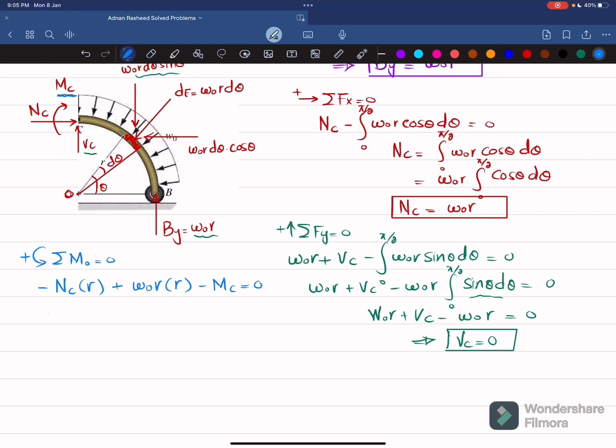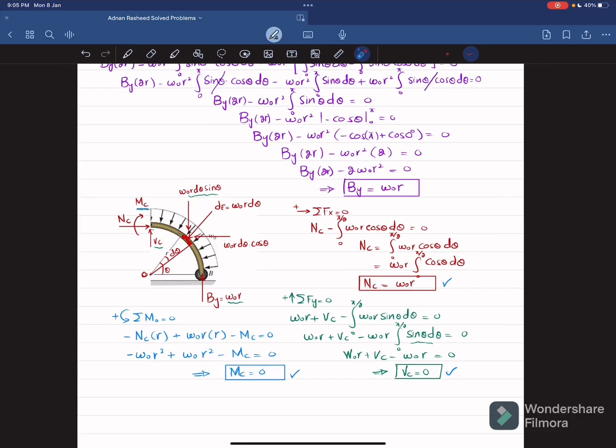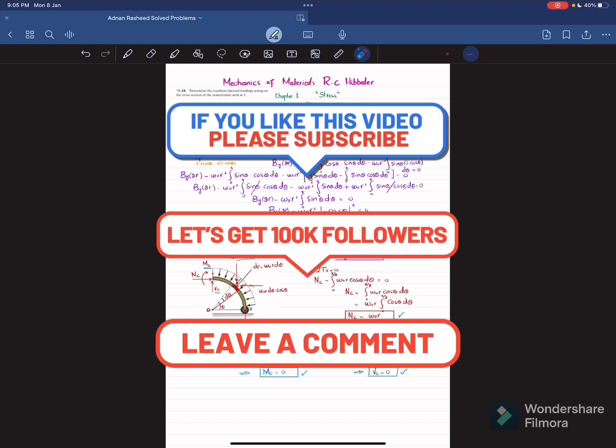So NC is w naught into R, so it will be minus w naught R square, plus w naught R square, minus MC is equal to 0. It means that the moment at point C will also be equal to 0. So you can see we have found the internal loadings NC, VC, and MC at point C. Clear? And that was all about this slightly complex problem 1-24.